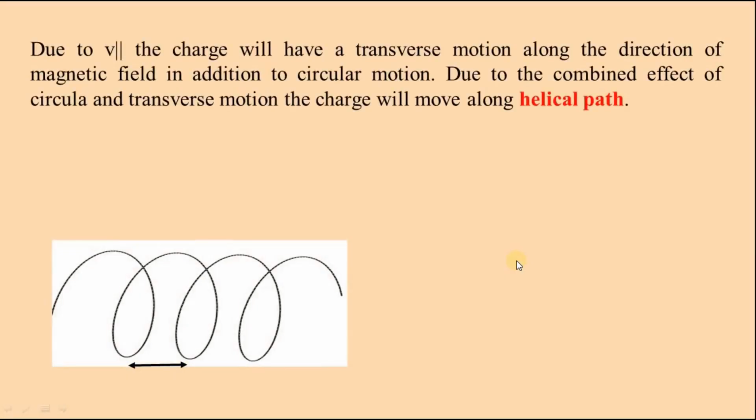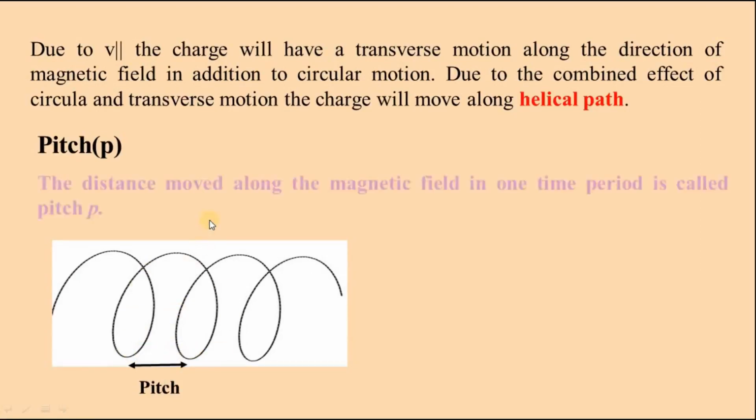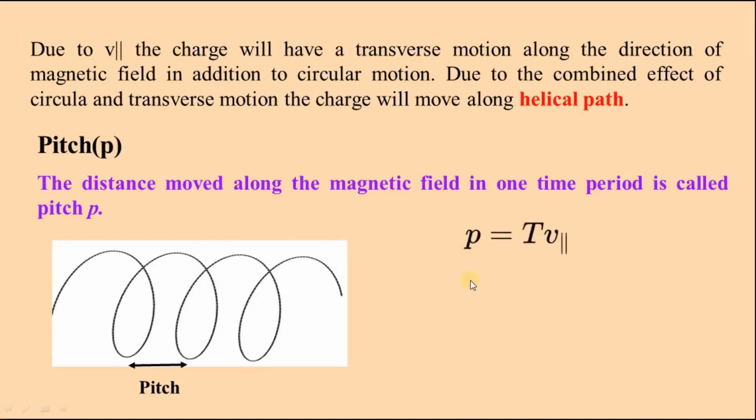The pitch of a helix is the distance between the adjacent turns of a helix. The pitch is the distance moved along the magnetic field in one time period. Therefore, the pitch can be written as t into the velocity along the direction of the magnetic field, that is V parallel. P equal to t into V parallel.